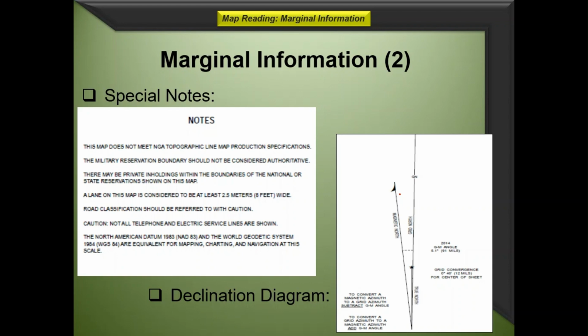All right. Next is the declination diagram. Now, the declination diagram is extremely important. It will actually depict the three different norths that are found on a military map. The first one that we are going to talk about is magnetic north. Magnetic north is the north that your compass will actually point to.